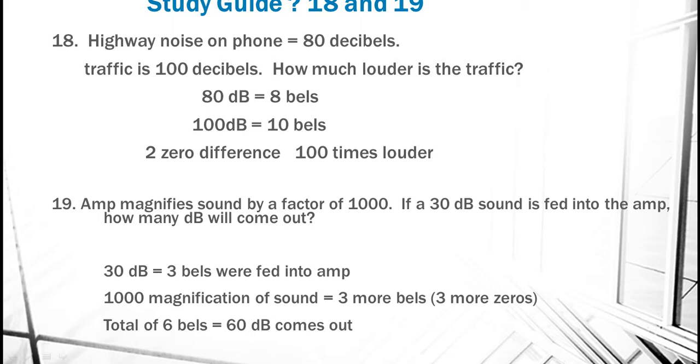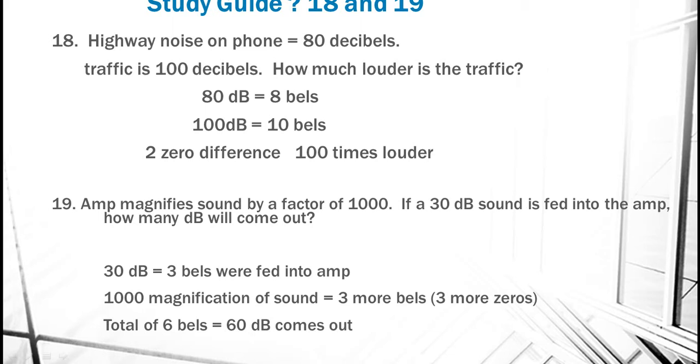An amplifier magnifies sound by a factor, this is going to be harder, a factor of 1,000. If a 30 decibel sound is fed into an amp, how many decibels will come out? Okay, so 30 decibels are 3 bels. Those are fed into the amp. There's 1,000 times magnification. Therefore, 3 more bels, 3 more zeros.